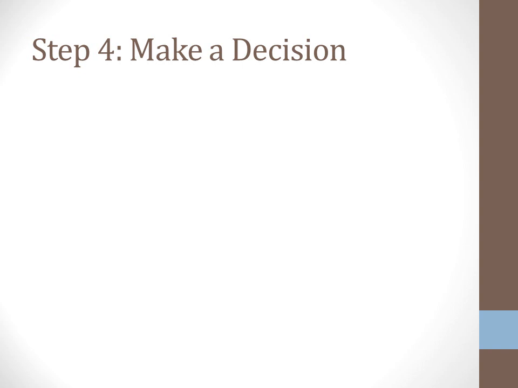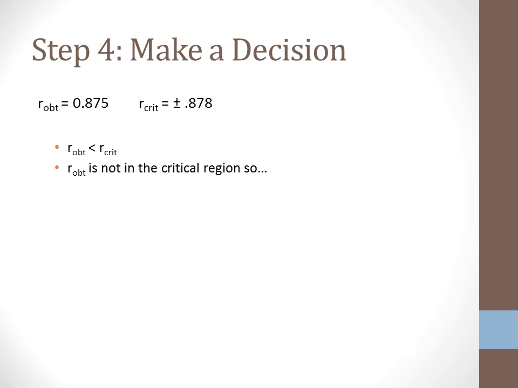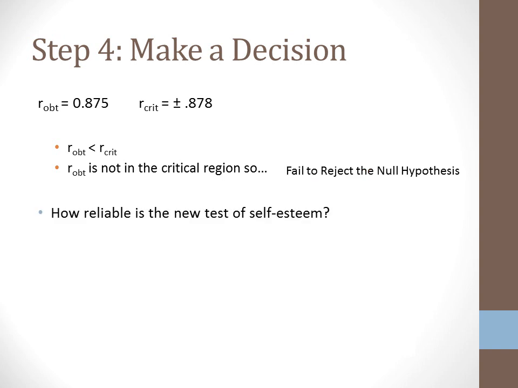Now let's go on to step 4 in making our decision. So now we simply compare our obtained value for r of 0.875 to our critical value of 0.878. And what we find is that our r obtained is less than our critical value. So in other words, our r obtained is not in the critical region. Thus, we fail to reject the null hypothesis.